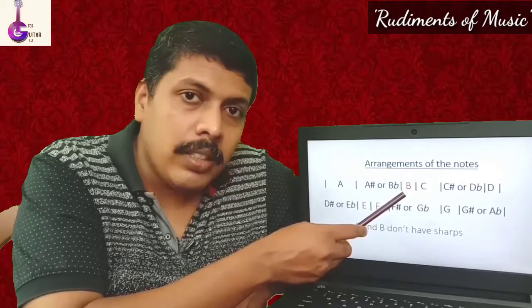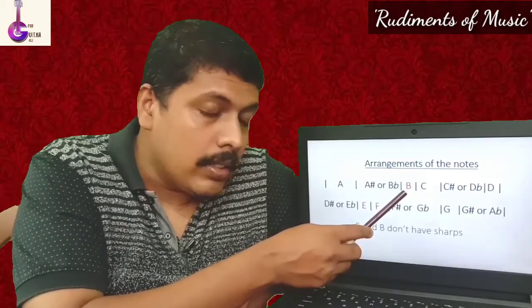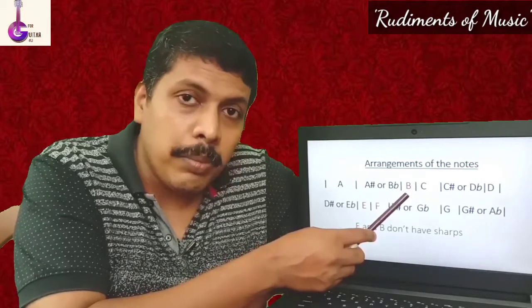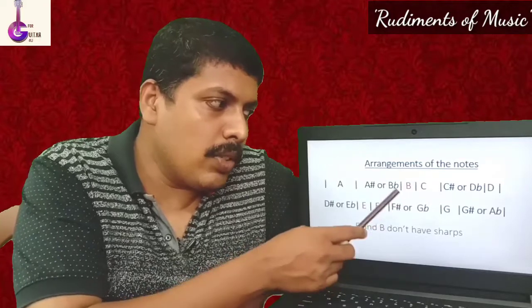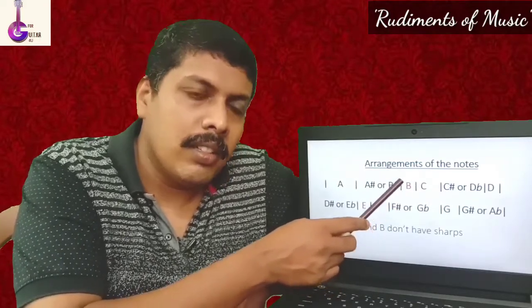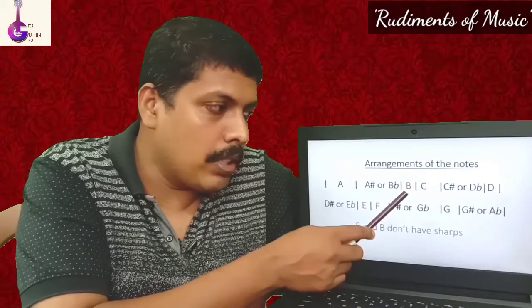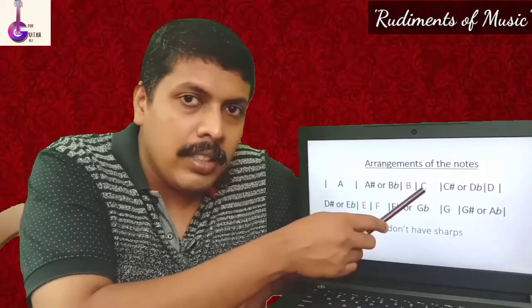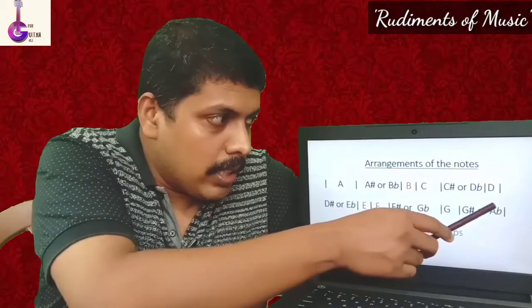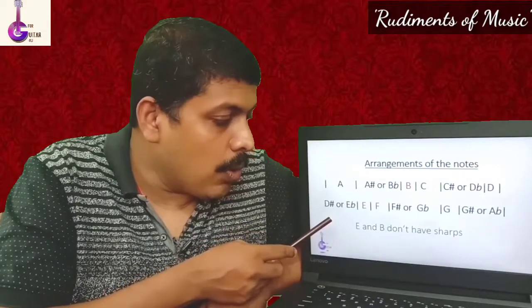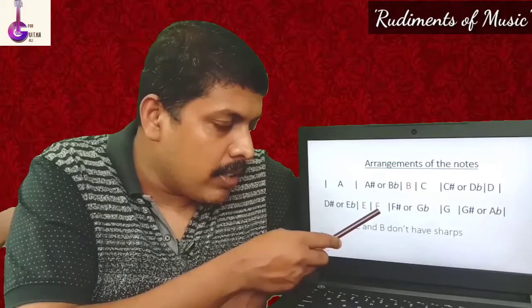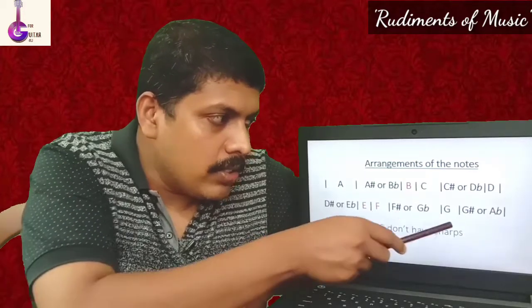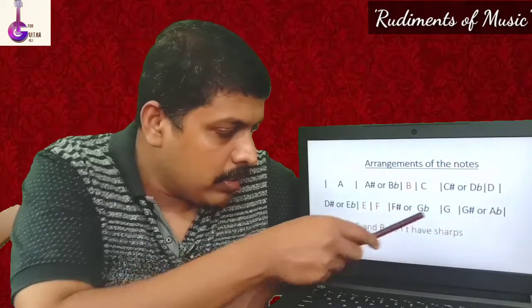In note B there is no sharp for B. This is in arrangements of notes only. In arrangements of notes there is only B. No B sharp. After C there is C sharp or D flat. Then D, D sharp or E flat. E, after that F, F sharp or G flat. G, G sharp or A flat.